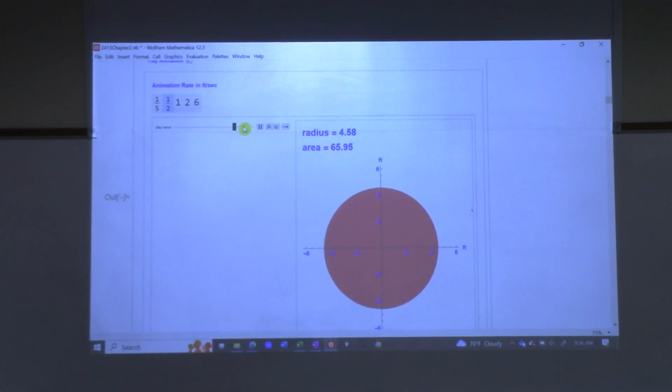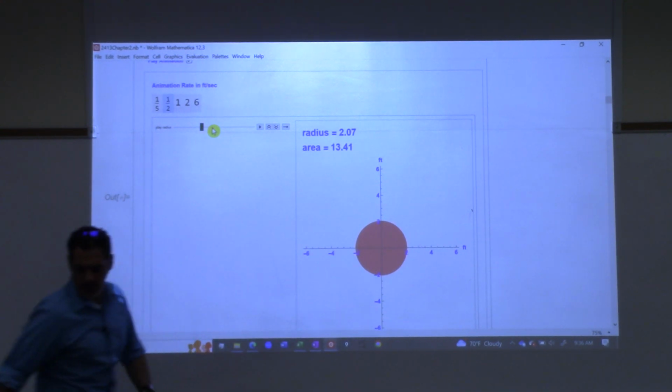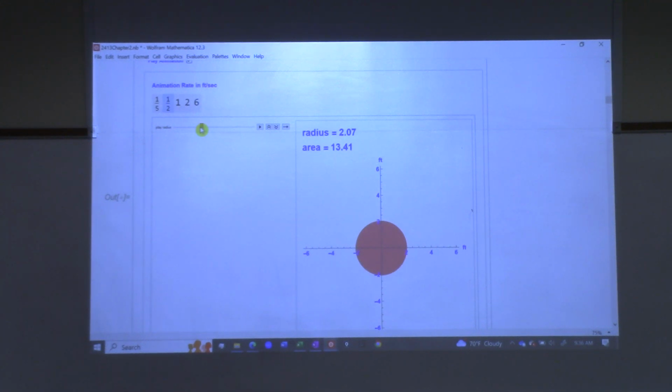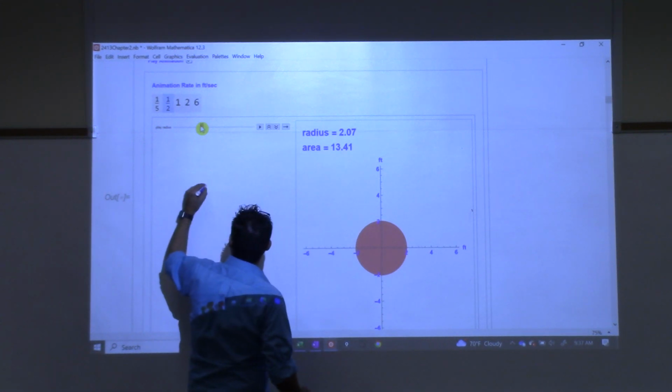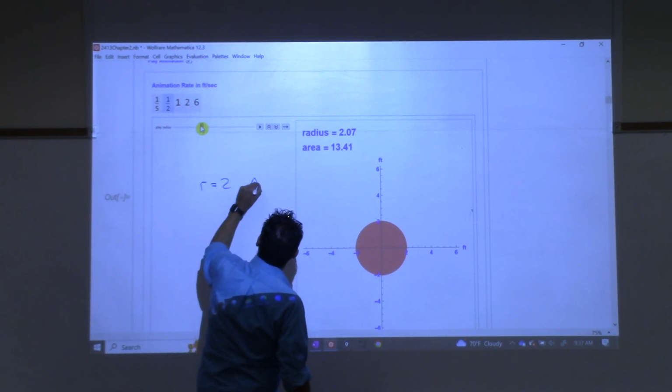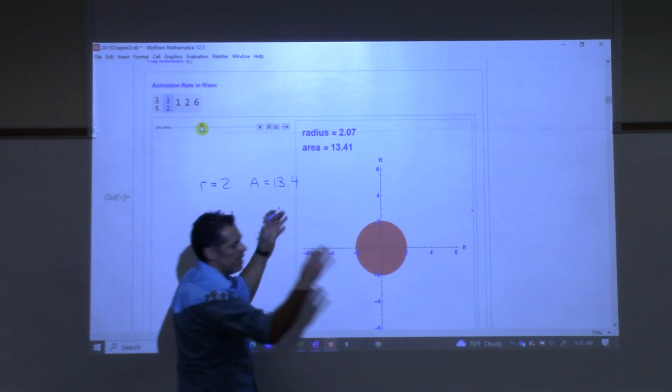If I stop this at some point in time, let me go back here. Let's say I stop it right here. Let me do my radius 2 here. I'll try to get close to 2. I don't know if I'll be able to get to 2 exactly. Let's just get close. Okay, right there. So when the radius is 2, the area is 13.4, roughly.